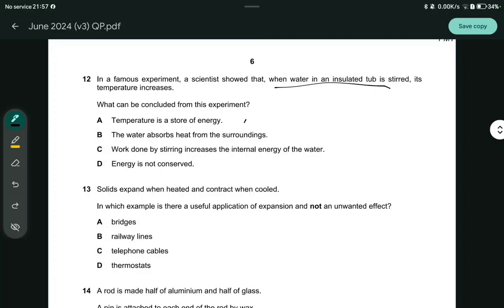Hold up. Water absorbs heat from surroundings? It can't be, because it's insulated, so it can't absorb from the surroundings. Work done by stirring increases the internal energy of the water. This is plausible. And then energy is not conserved? Energy is always conserved. Temperature is a store of energy? No, temperature is not a store of energy. So our answer has to be C.